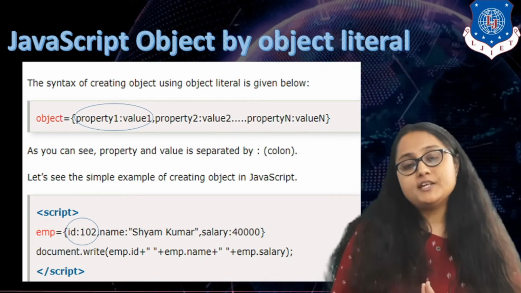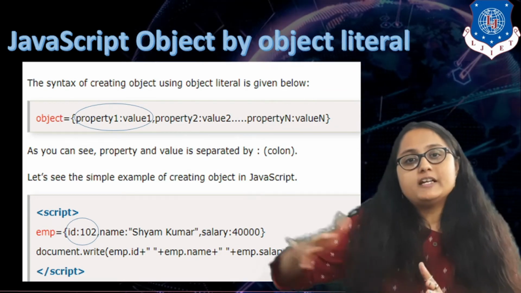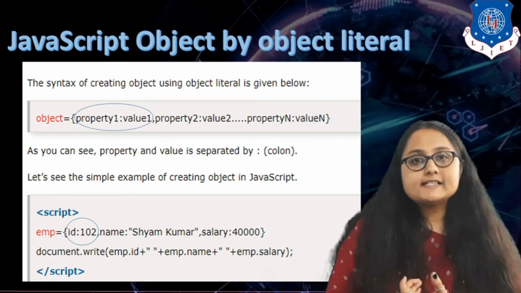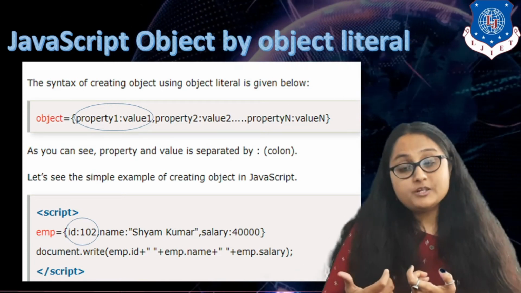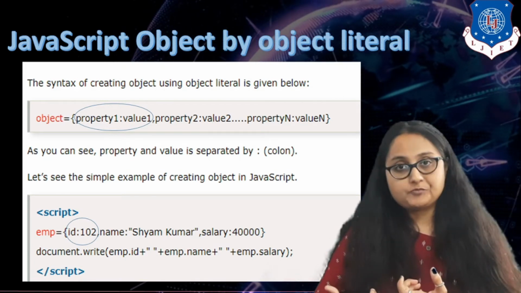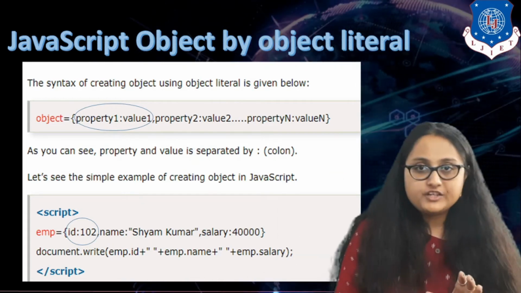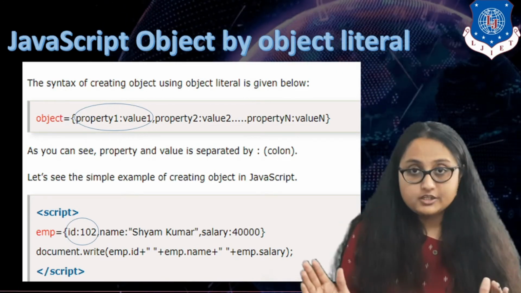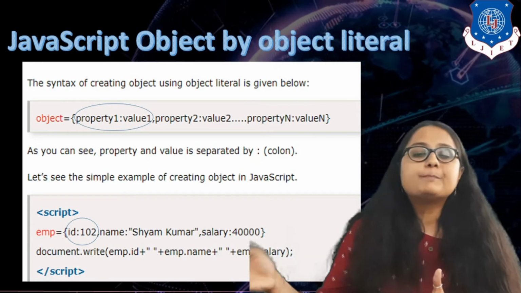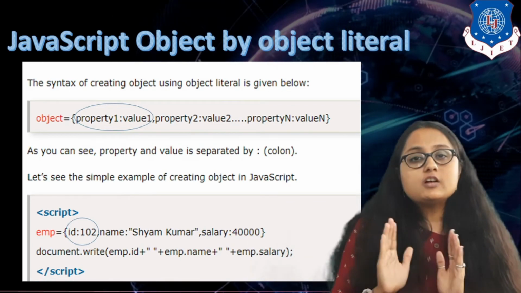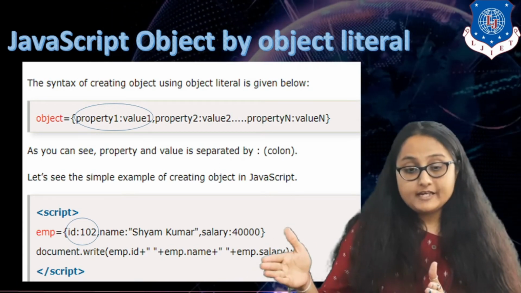You can see over here that these 3 properties can be attached to values of different data types. For example, the first property value is of type number, whereas the second property value, Shyam Kumar, is of type string. So there is no restriction that an object should contain a similar type of data. There is no constraint in an object. You can have multiple types of values attached to every property. So here I have declared 3 properties: id, name and salary.